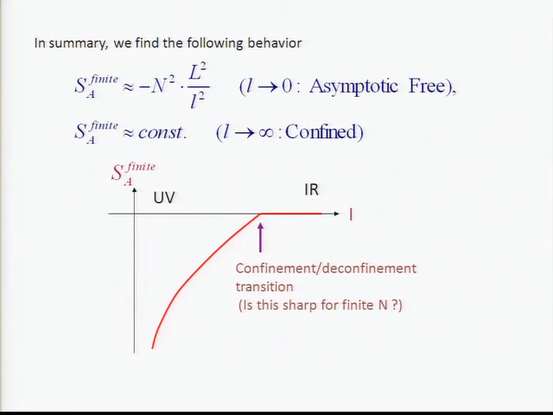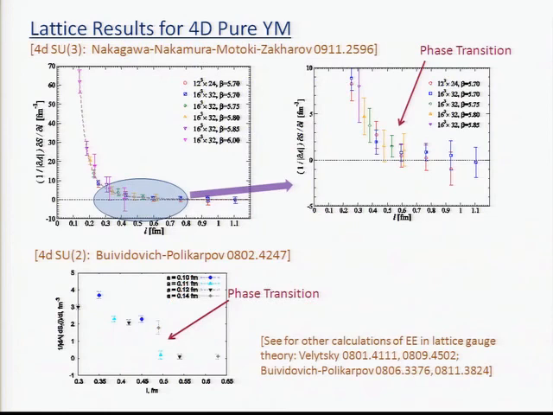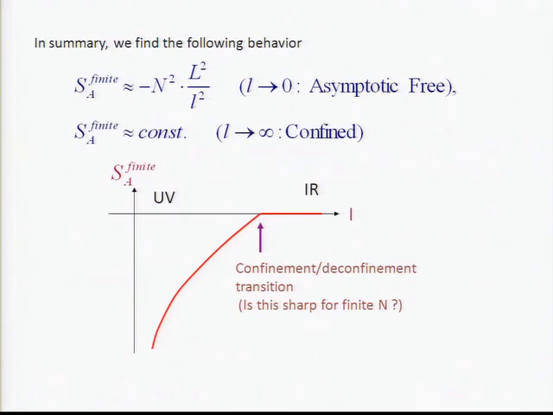And it is interesting to look at finite N. Recently, there are several lattice calculations done by these people, and I just picked up their final result. Actually, the transition is not that sharp. This is the length L. And they plot actually not S_A, they plot the derivative of S_A by L.